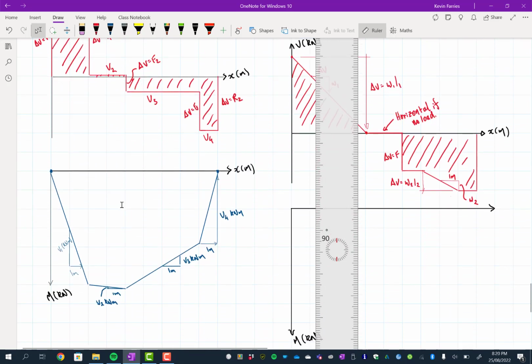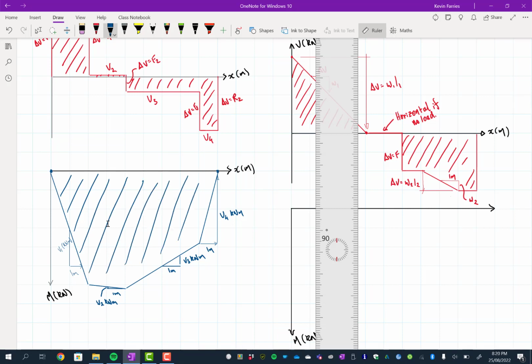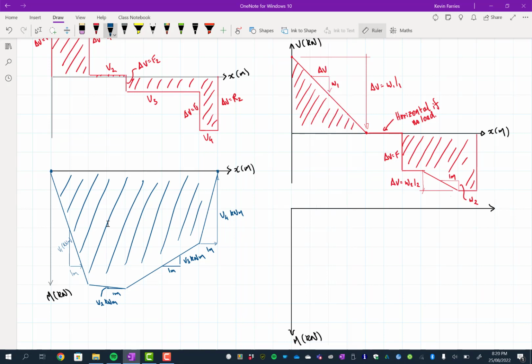Okay, that's pretty much all I've got to say for the first one. What I'll do is tidy this one up a bit, and then we'll have a look at this other example.